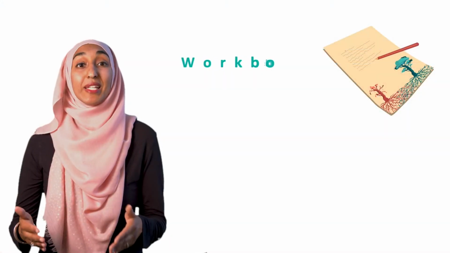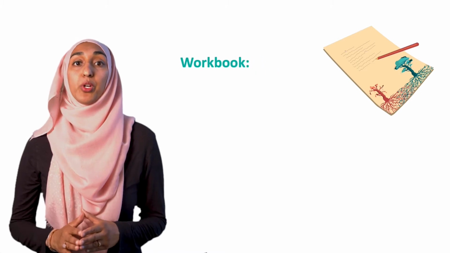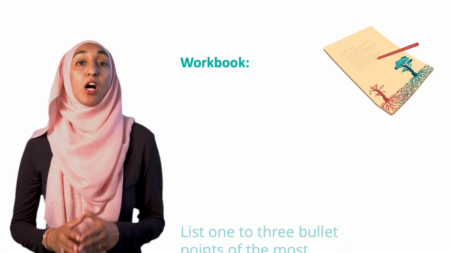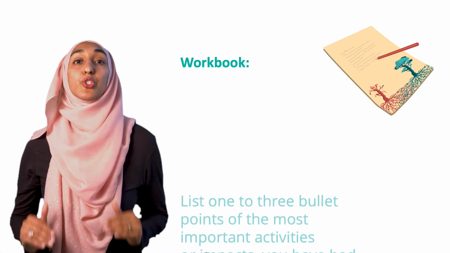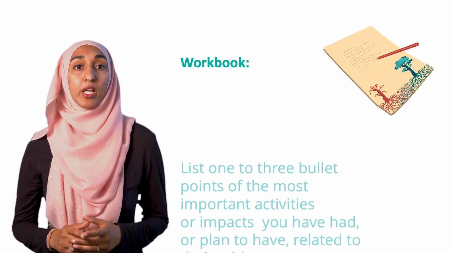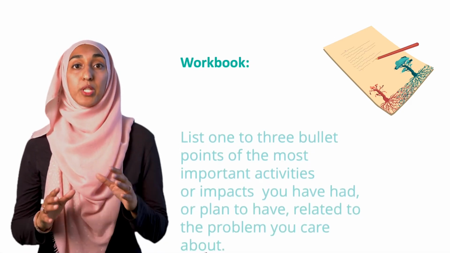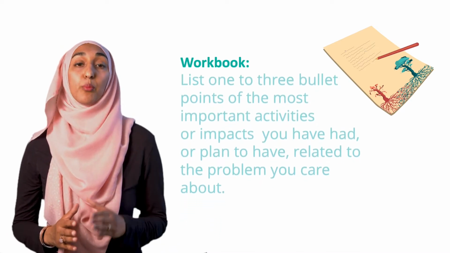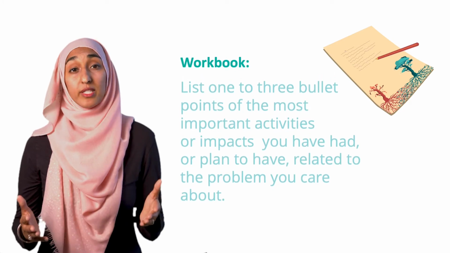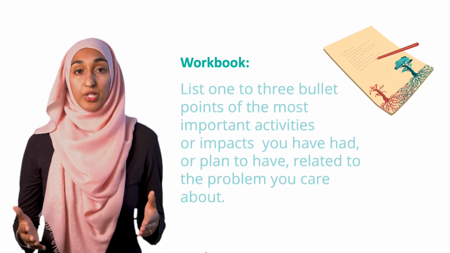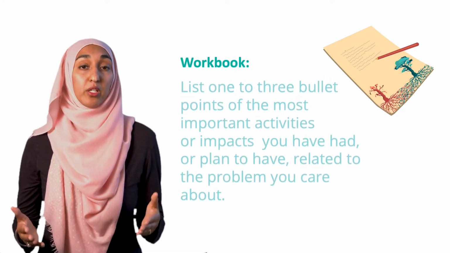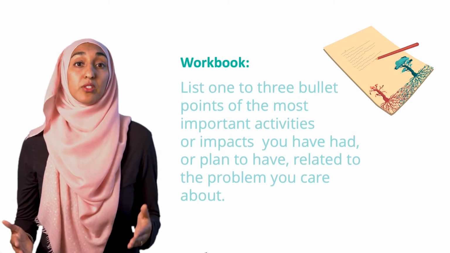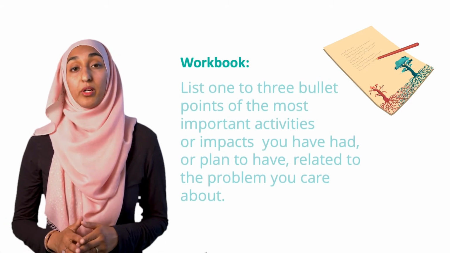Let's try out a quick self-assessment within your workbook to help you apply this idea of levels of impact to the social problem you care about. List 1 to 3 bullet points of the most important activities or impacts you have had or plan to have related to the problem you care about. For example, did you plant 10 trees yourself, or did you mobilize people to do it in a network? What are the kinds of things that you have already done? Remember, if you haven't gotten started yet, it could just be ideas of the type of impact you hope to create.